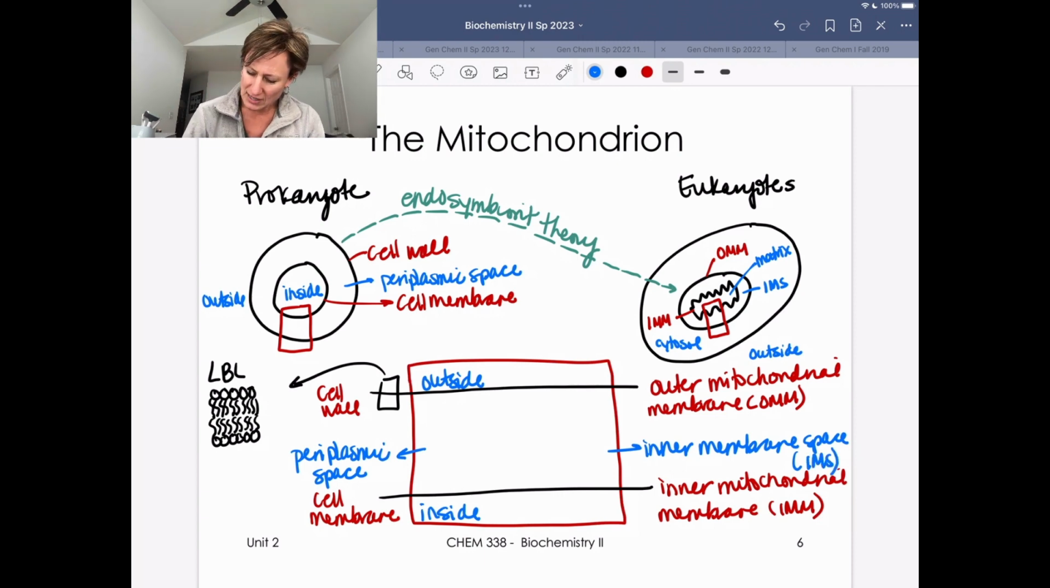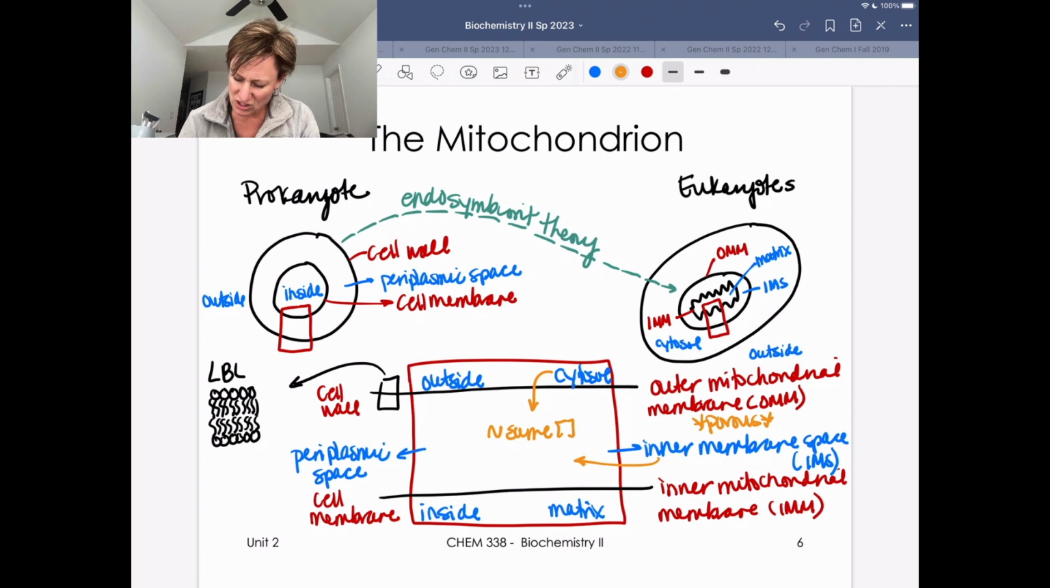And then we can orient ourselves that the outside is really the cytosol. Now highlight, this is not the outside of the eukaryotic cell, it's the outside of the mitochondrion, which is the cytosol. And then we've got matrix. Okay, now some things to highlight here, I'm going to change colors to make sure to highlight this, that the outer mitochondrial membrane is very porous, okay? And what that allows for is the cytosol and the inner membrane space to have approximately the same concentrations of most stuff.